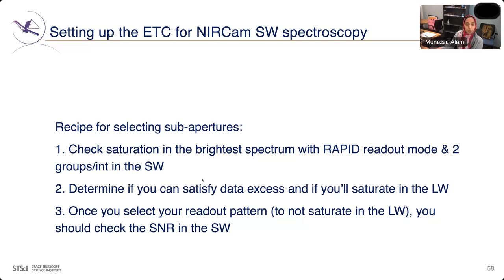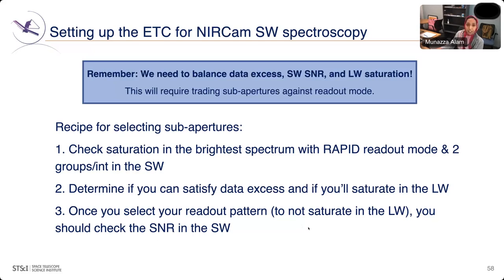With this setup, we want to make sure that we are satisfying the data excess and whether or not we'll be saturating in the long wavelength. And then once you select your readout pattern to not saturate in the long wavelength, we want to go back and make sure that we're getting adequate SNR in the short wavelength. Again, the name of the game here is that we are going to be trading the sub-apertures that we choose against the readout modes that we select in order to balance out the data excess, the short wavelength SNR, and the long wavelength saturation.